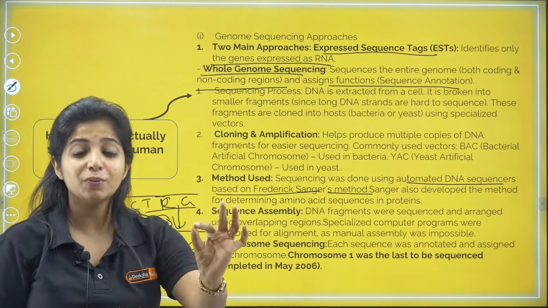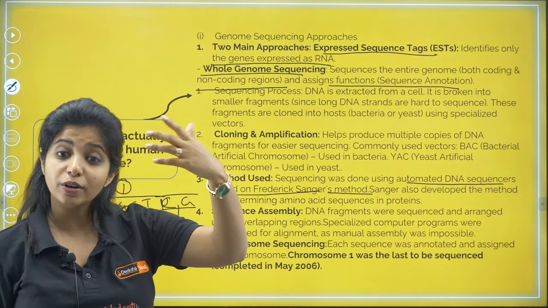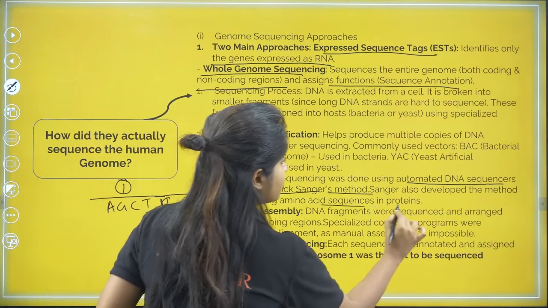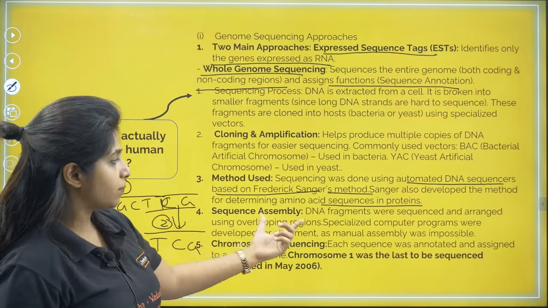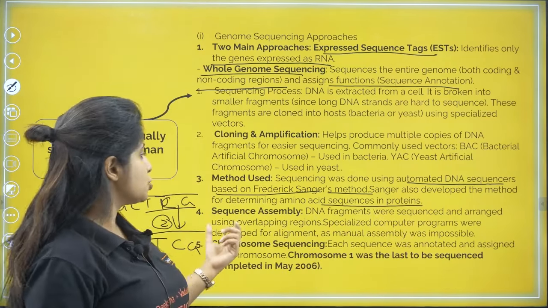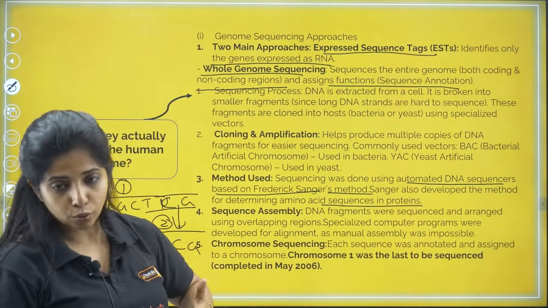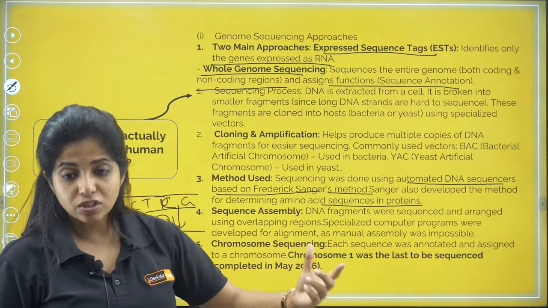Please remember, DNA sequencing was given by Frederick Sanger. This is a match the following question. He also developed the method for determining amino acid sequences in proteins. Sequence assembly. DNA fragments were sequenced and arranged using overlapping regions. Specialized computer programs were developed for alignment, as I told you, and then the chromosome sequencing was done.